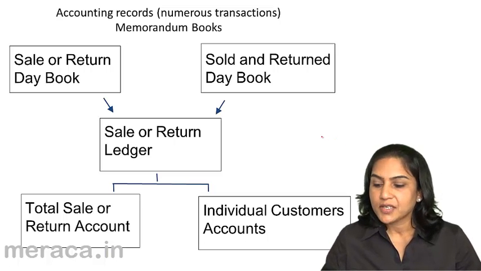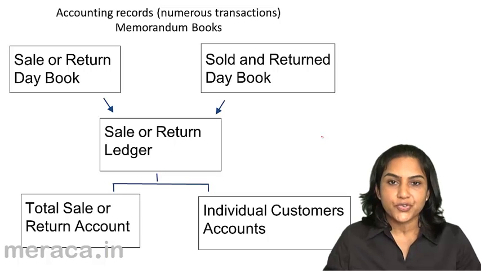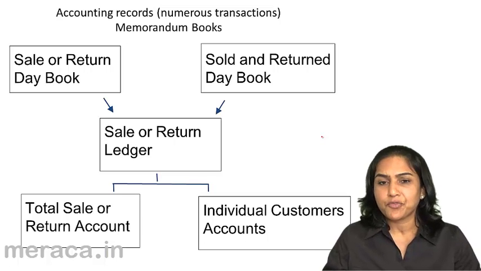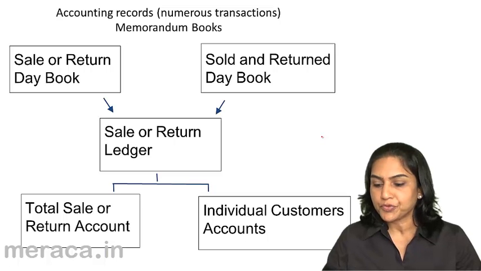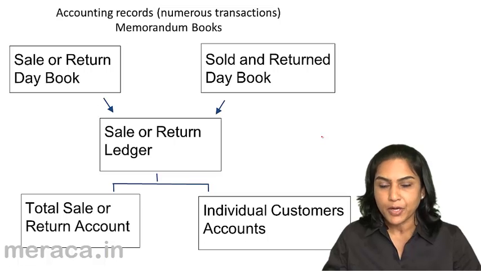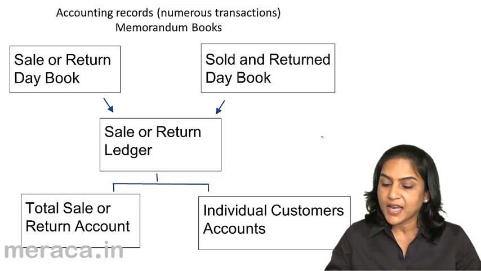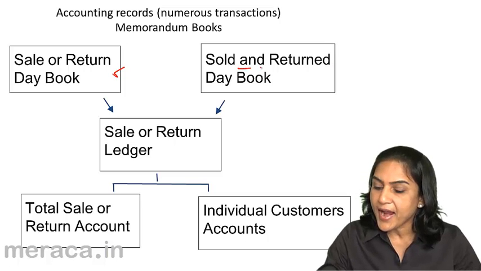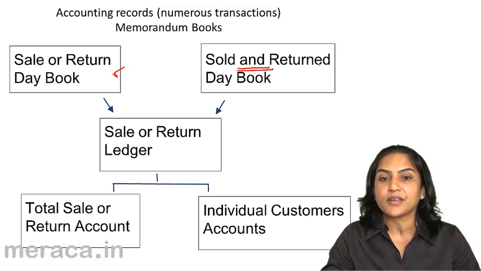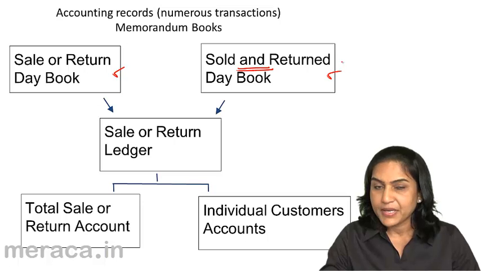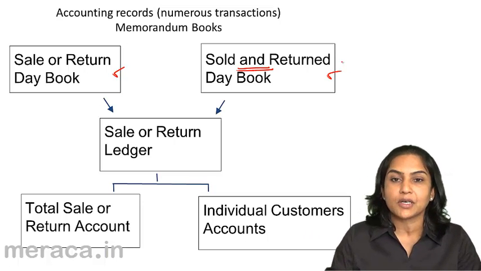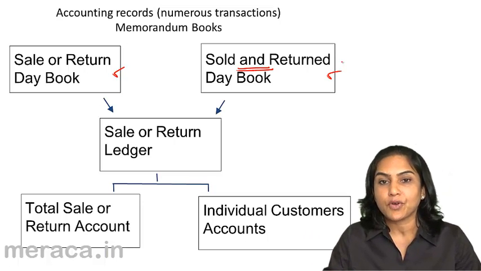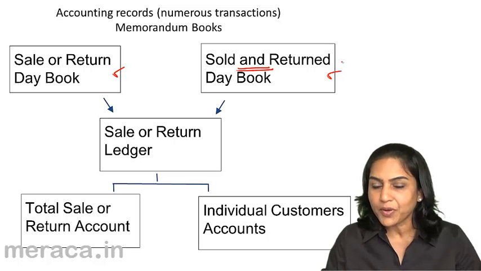Accounting records in case of numerous transactions. That is, if we have many transactions of goods sold on approval, we may keep a memorandum set of books as below. We have a sale or return day book and a sold and returned day book. Basically, we had one day book in the case of goods sent on approval on a frequent basis.